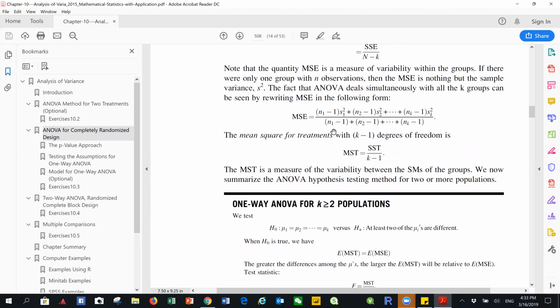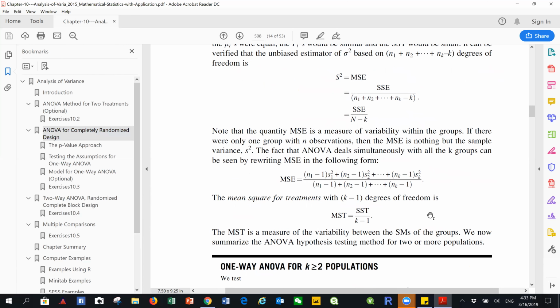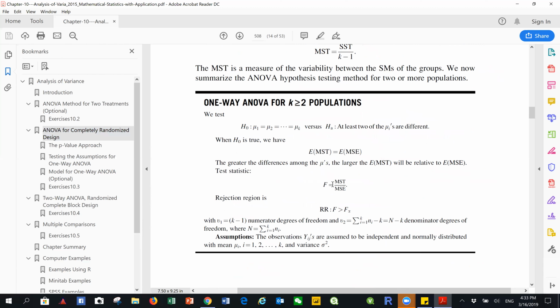Okay, and for the other, the within the group is K, this is the mean of the square of treatment. The MST is SST divided by K minus 1. SSE is divided by the remaining degrees of freedom. Okay, so now that you get MSE and MST, you calculate the ratio, and that ratio happens to follow the F distribution.